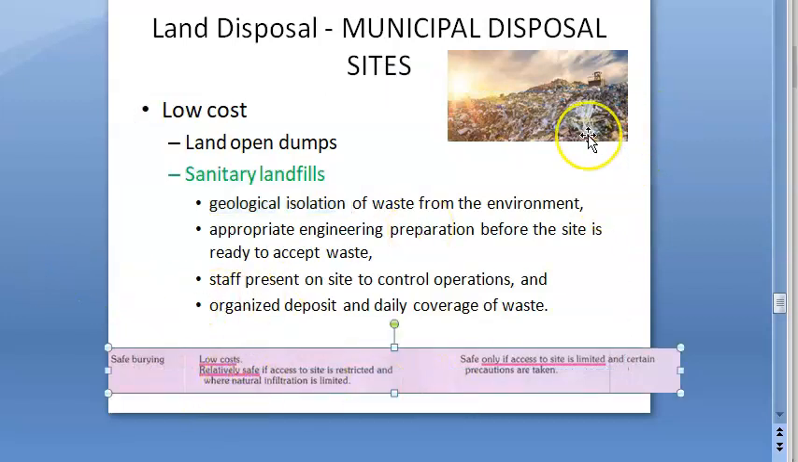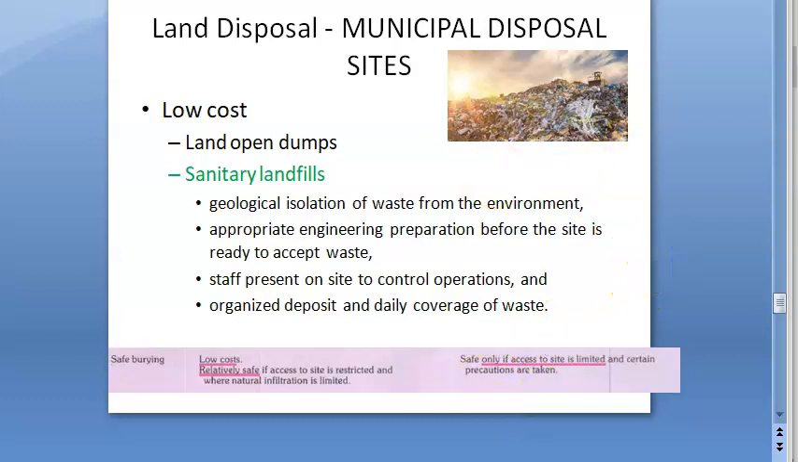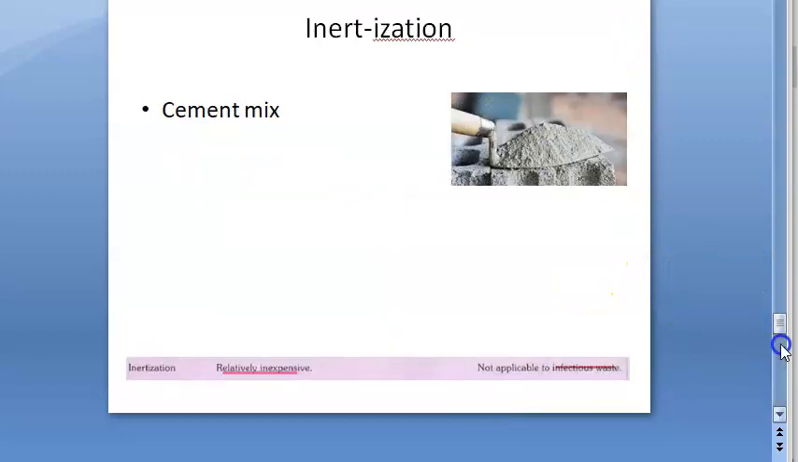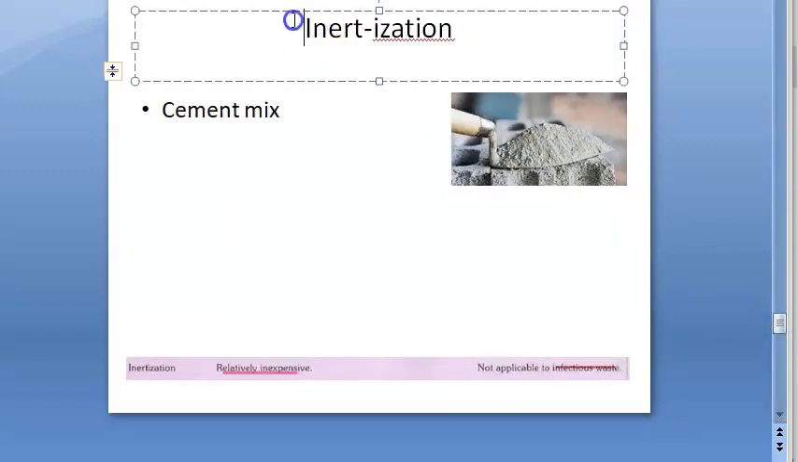So many things are there here. So basically, remember for landfill, it is easy. It's low cost, right? It is safe, they are saying, if the site is access restricted, etc. And yes, it is safe if you restrict the access to the site. You need a lot of space though, right?